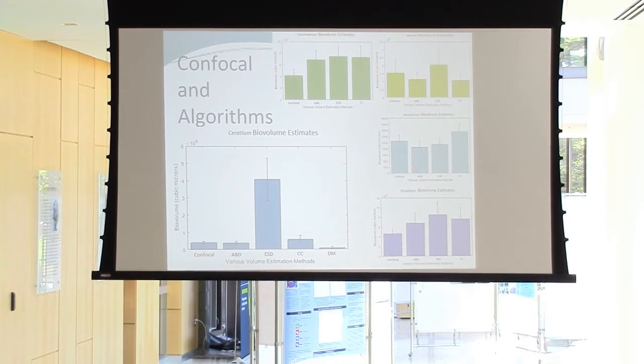So that's Coscinodiscus, Didylum, Alexandrium, Dinophysis, and Serratium. And then each of the bars is a different method. So it goes confocal, ABD, ESD, and then the concentric cylinder. The distance mapping we only did for the Serratium, so that one's only in that slide.